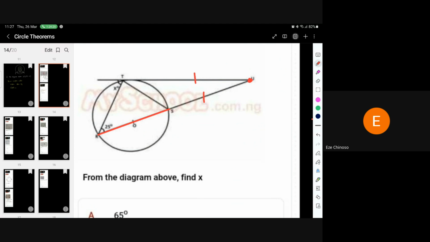Good. If it is dividing the circle into two, remember that the angle in a semicircle is equal to 90 degrees. So now look at it. The chord forms an angle here and an angle here. So it means the angle from here to here is 90 degrees. Do we agree?